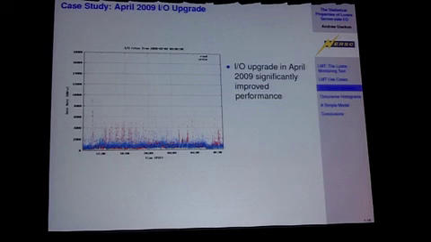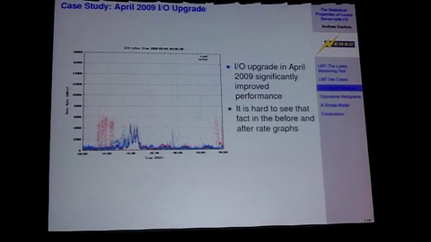So we did sort of a case study back in April of 2009 where we changed the I/O infrastructure on the Franklin Cray XT at NERSC. And this is just a gestalt of one day of LMT data from before.